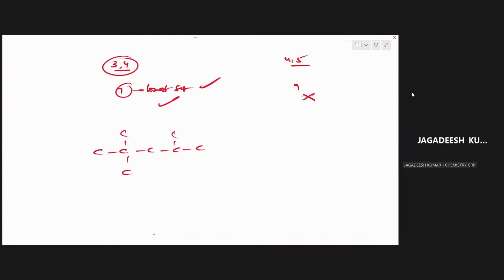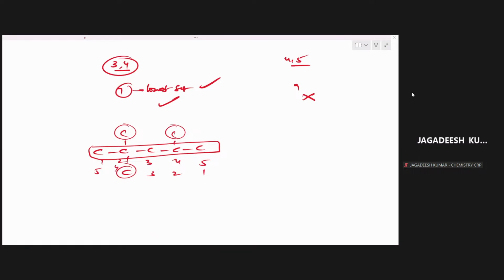Now in this example, we can select the longest chain. How to select here? This is the longest chain. Here, how many substituents? 1, 2, 3 substituents. Okay, I'm giving numbering from left to right and right to left. So here 2 numberings I'm giving. This is the first numbering and this is the second numbering.